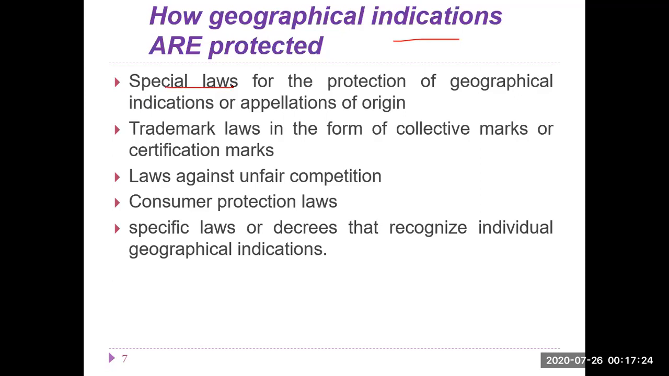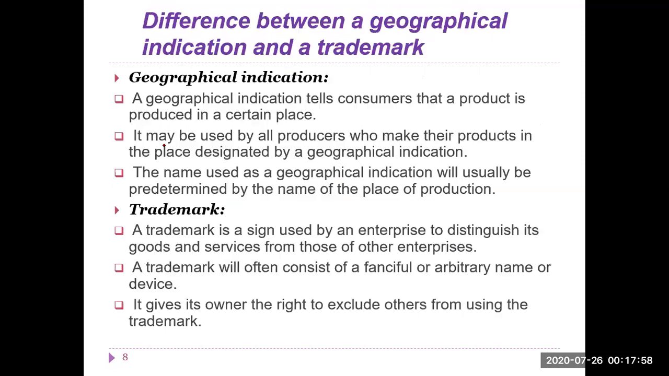So special laws for protection will be applied, and different trademark laws in the form of collective marks or certification marks will also be used, and some laws prepared against unfair competition. Then for consumer rights, there will be consumer protection laws, and we can also use a specific law for recognizing individual geographical indications. If we apply these kinds of laws, we think we can protect the GI.